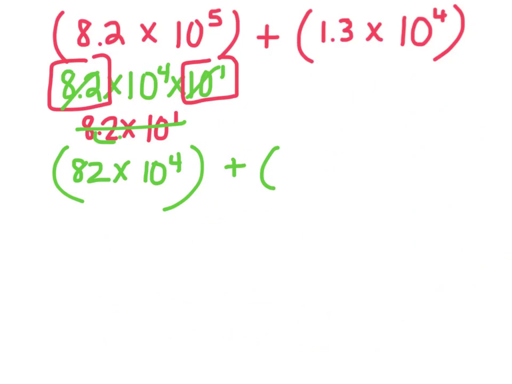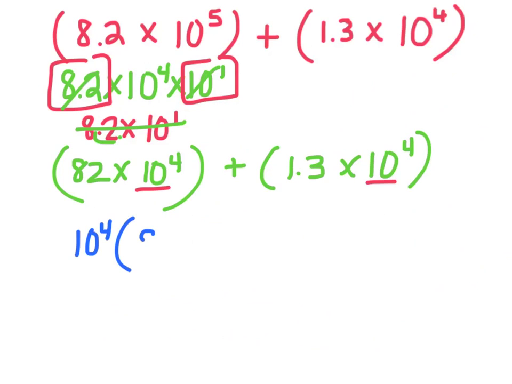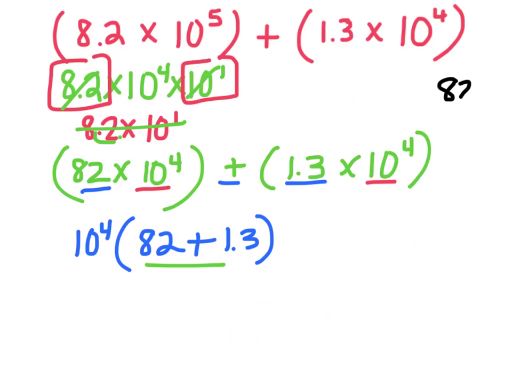Now that's perfect because it's times 10 to the fourth, and I have plus 1.3 times 10 to the fourth. I have 10 to the fourth for both of them, which is awesome. So now, since I'm multiplying both things by 10 to the fourth, I'm going to use the distributive property and write 10 to the fourth times 82 plus 1.3. Again, that works because if you distribute, that would give you this exact same problem. Okay, now I just need to add inside here, so I'm going to quickly do 82 plus 1.3.